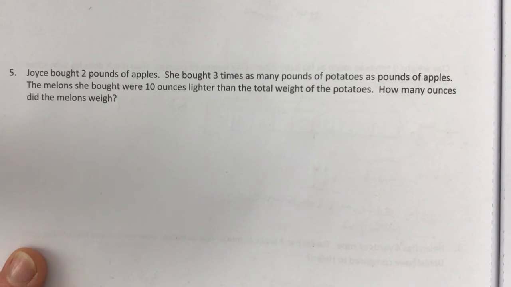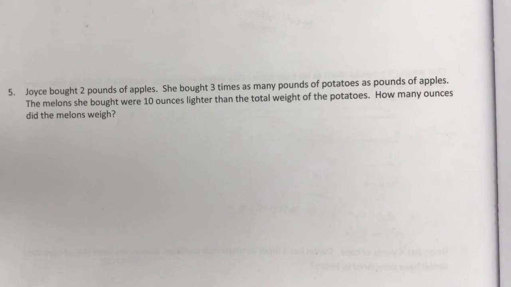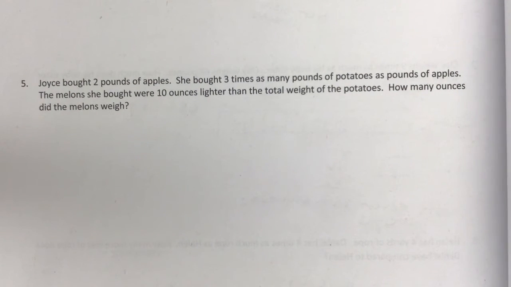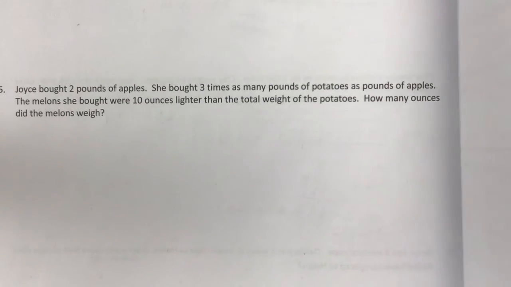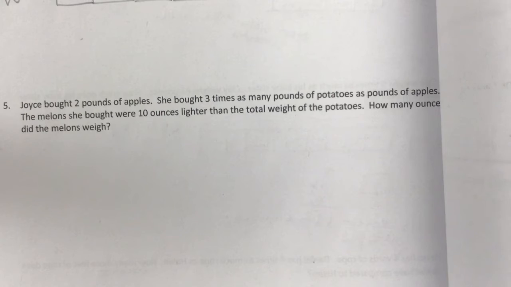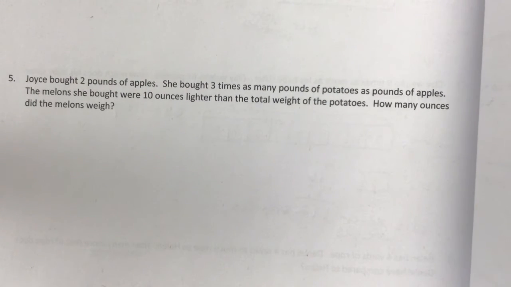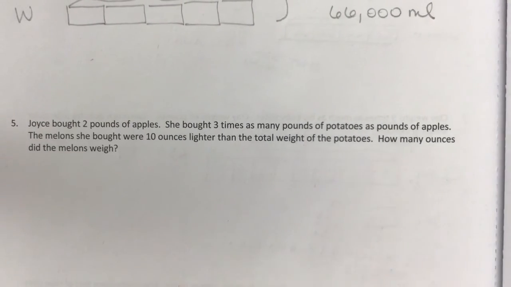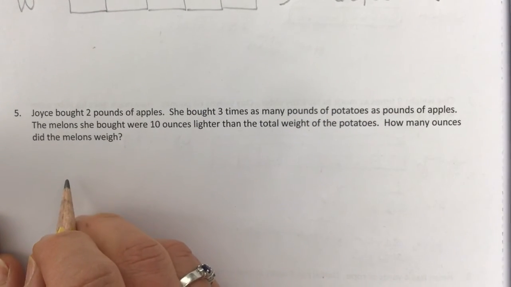Joyce bought 2 pounds of apples. She bought 3 times as many pounds of potatoes as apples. The melons she bought were 10 ounces lighter than the total weight of the potatoes. So how many ounces did the melons weigh? Okay, and this is a good problem that shows us why we do tape diagrams, to keep up with all that information. So let's start back at the beginning.